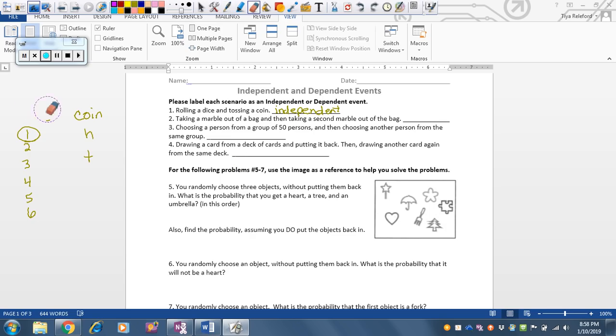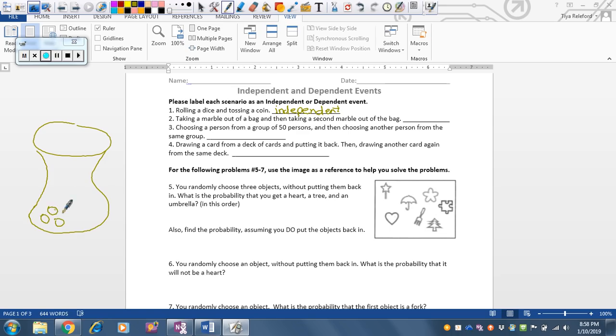Now the second one, it has a bag of marbles. If I take a marble out of the bag, let's see, I have a bag of marbles. Look at my art skill. All these marbles inside. First, I take a marble out. So this one comes out. So I did have 1, 2, 3, 4, 5, 6, 7, 8, 9, 10 marbles, but I take one out. Now I have how many marbles? I have 9 marbles, right? Because I took one out.